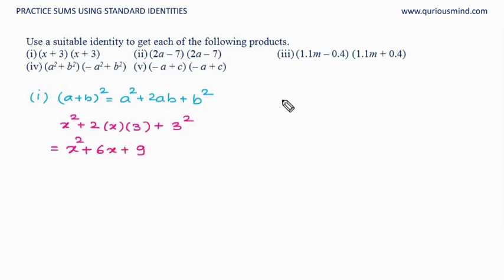Let's do the second one. Here again, a number minus a number, a number minus a number. So what we are going to use is (a-b) into (a-b), which is (a-b) whole square, same as a square minus 2ab plus b square. And now in this case, a is actually 2a and b is 7. So we'll replace those.